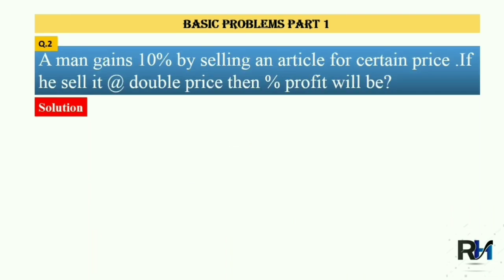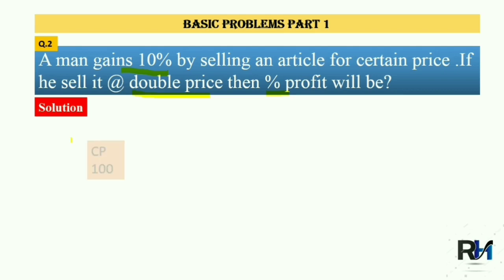Now we will move towards the second problem. A man gained 10% by selling an article for a certain price. If he sells it at double the price, then the percentage profit will be? Here the profit percentage is given, that is 10%, and the phrase double the price is given, and from that we have to calculate the percentage profit. So how will we solve it?